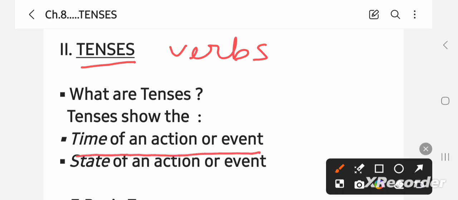Time of action मतलब कोई verb कब हुआ था, time. It also tells us the state of action or event, मतलब कोई action कैसे हुआ था. ओके, टाइम कब हुआ था और स्टेट कैसे हुआ था, how it was done.